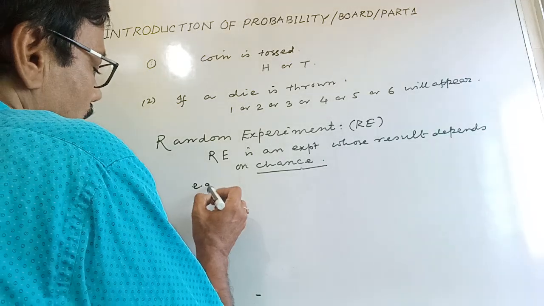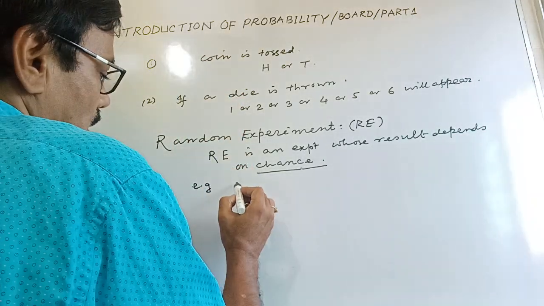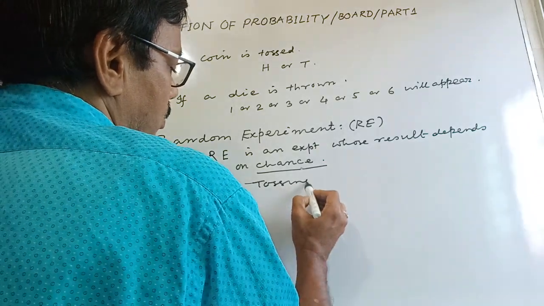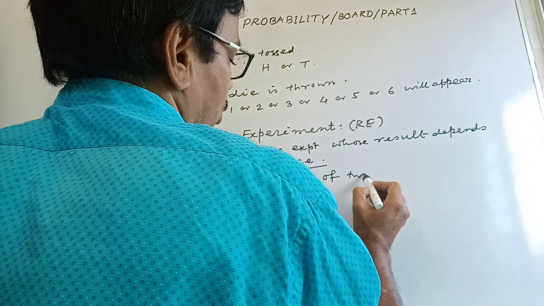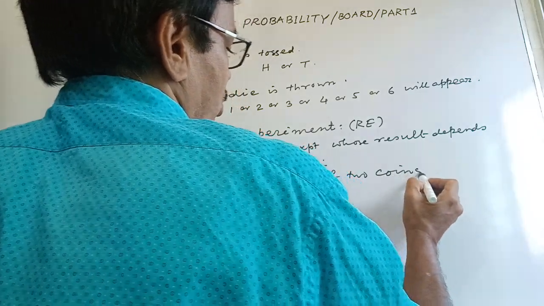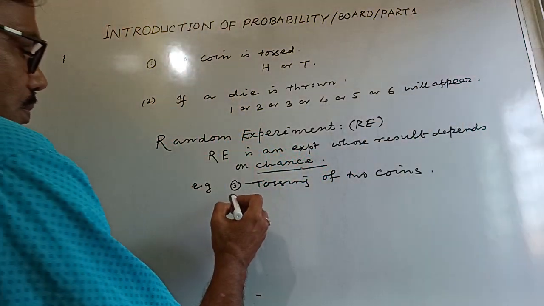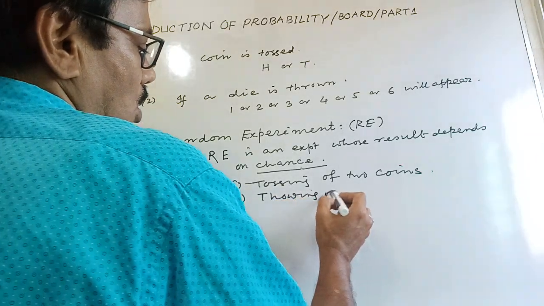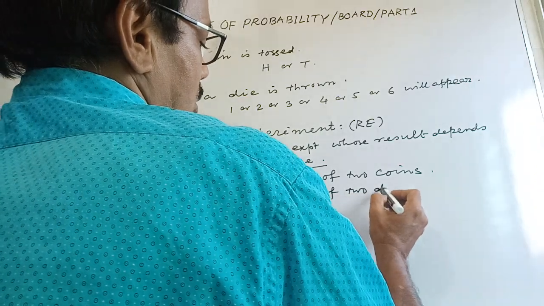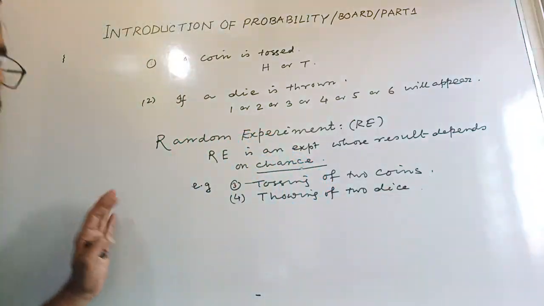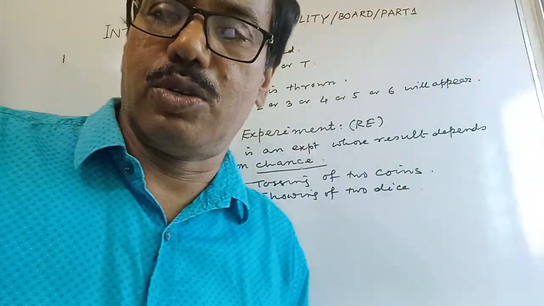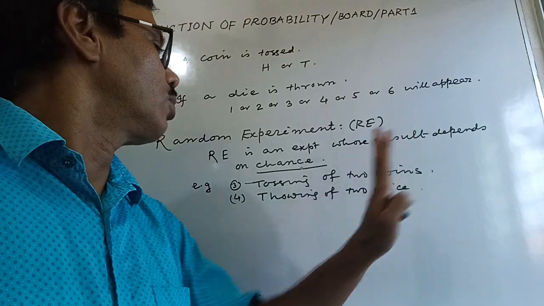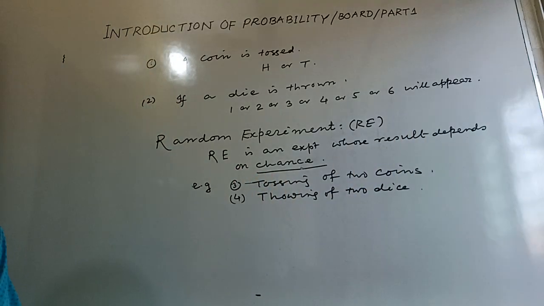For example, I have already given an example. Another example: tossing of 2 coins, throwing of 2 dice. So these are random experiments. What is a random experiment? A random experiment is an experiment whose result depends on chance.